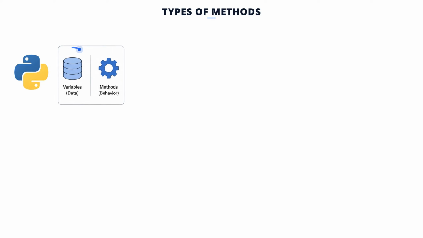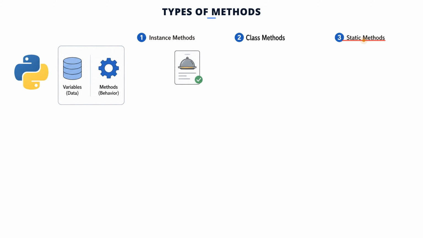Let's look at how we structure code in object-oriented programming. While variables represent the data a system holds, methods define the behavior, the actions that can be taken with that data. In Python, methods are categorized into three distinct types: instance methods, class methods, and static methods. Understanding these categories is exactly what separates introductory level programming from professional grade software engineering.